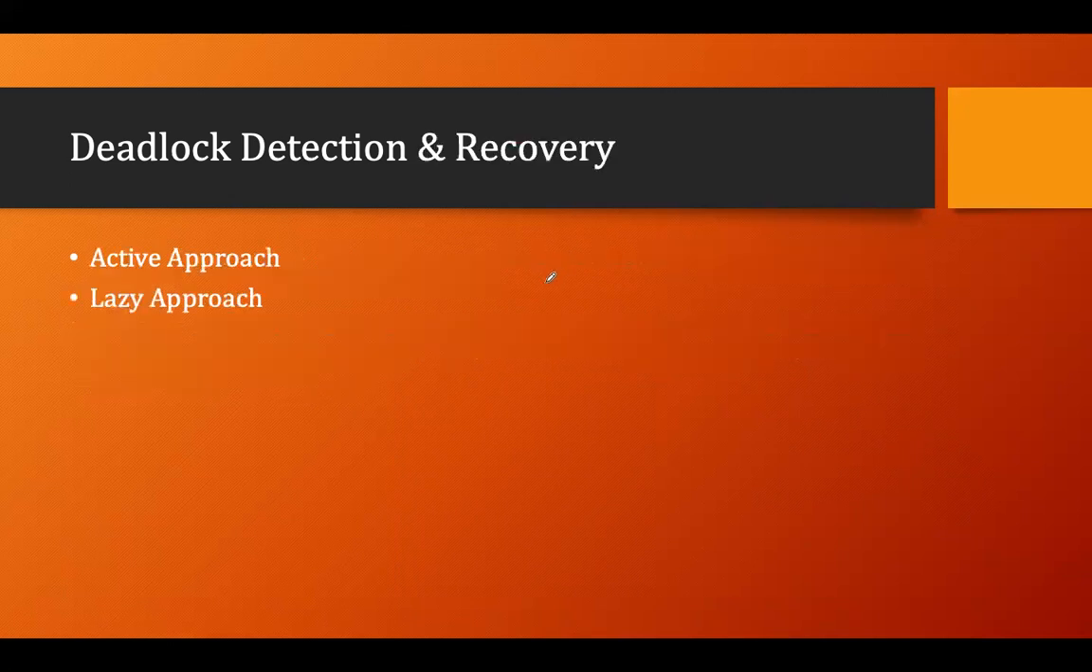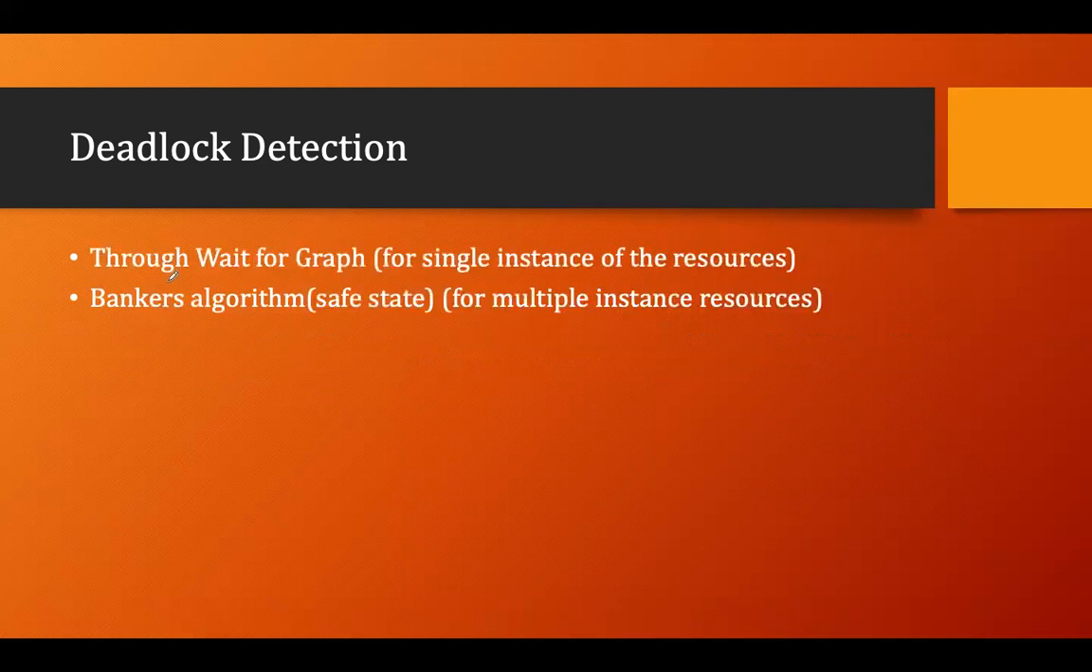For deadlock detection and recovery, we have two approaches: active approach and lazy approach. Through wait for graph, we can do the active approach, and for the banker's algorithm, we have the lazy approach to detecting the deadlock. In the banker's algorithm, if we get the safe state, there is no deadlock. If we get the unsafe state, there is a chance of getting into the deadlock. If we have multiple instances of resources, we'll go for the banker's algorithm. If we have only a single instance of resource, we'll go to the wait for graph, which I told you.